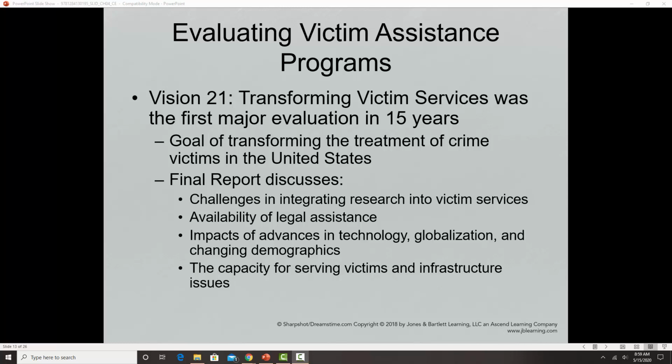After they did this report and looked at all of the programs in the United States, they found that there are challenges in integrating research into victim services, availability of legal assistance, problems with the impact of advances in technology, globalization, and changing demographics, especially here in the United States, and the capacity for serving victims and the infrastructure issues and financial issues, I will add as well. There's often not enough money to fund programs that have enough victim assistants or victim advocates to make sure that every victim is getting the help, treatment, and assistance that they need.